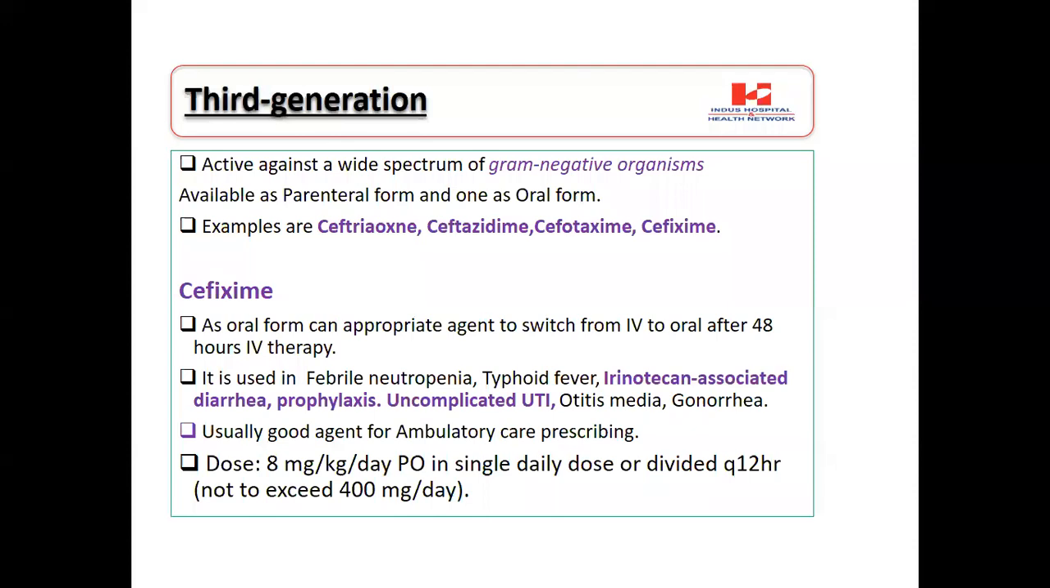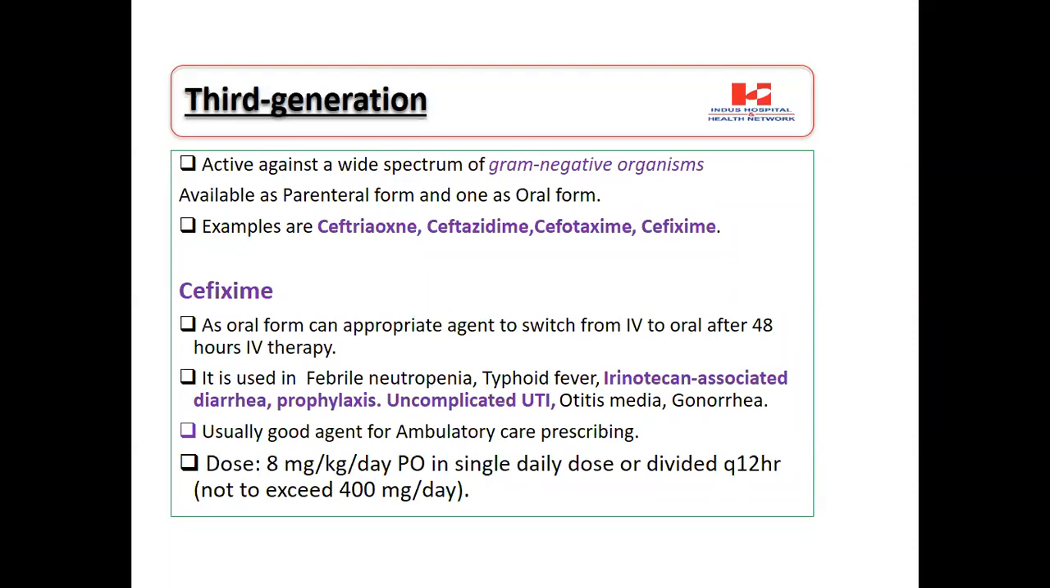Okay, in the third generation we have antimicrobials like ceftriaxone, ceftazidime, cefotaxime and cefixime. Cefixime is the oral form which can be a replacement once we switch from IV to oral. If a patient is on IV third generation cephalosporin and we want to switch to oral, we can switch to cefixime for equal efficacy.